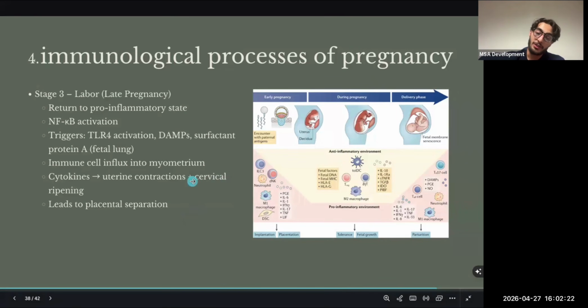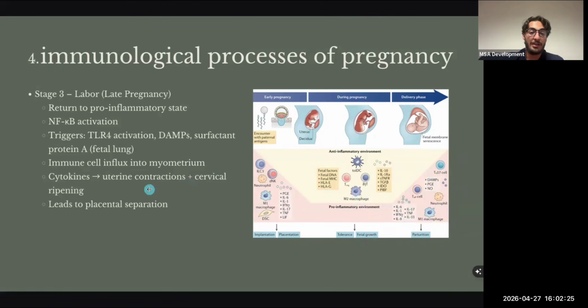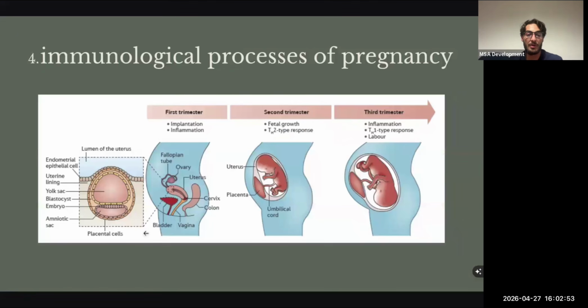And then back to stage three, where we talked about it's pro-inflammatory again. So we return to a pro-inflammatory state with NF-κB activation. And triggers are like toll-like receptor 4 activation, DAMPs, so the damage-associated molecular patterns, and the surfactant protein A. You get the immune cell influx into the myometrium, and the cytokines that are released are what causes uterine contractions and eventually the expulsion of the child. Also is what helps with placental separation. Okay?